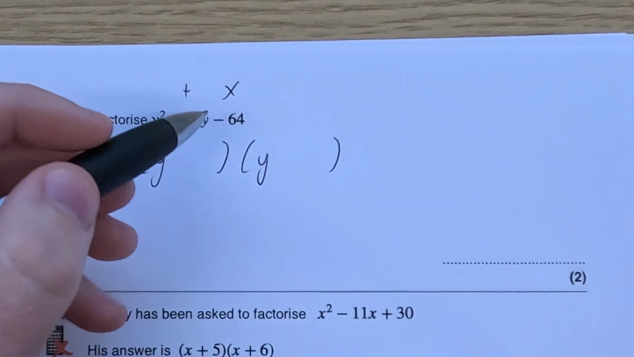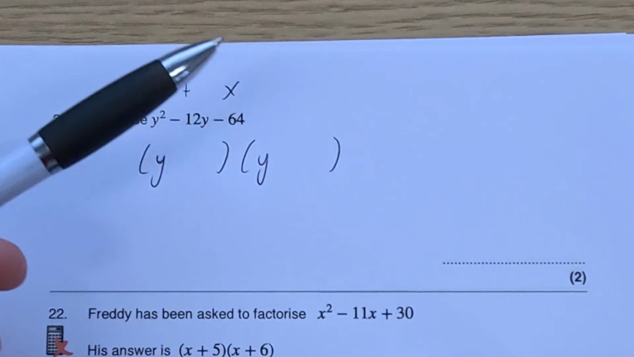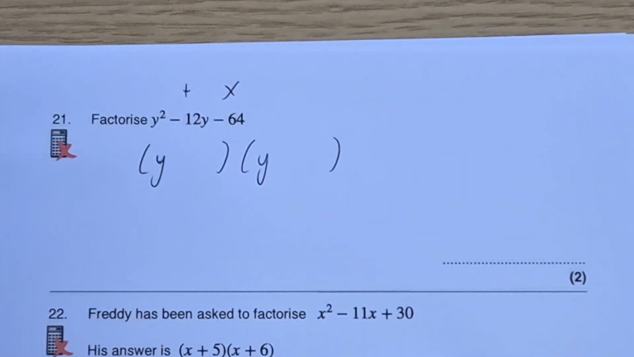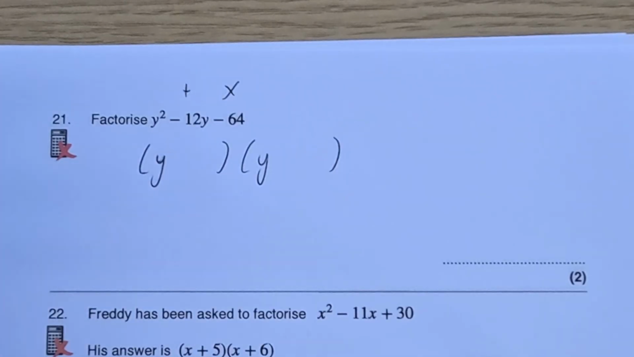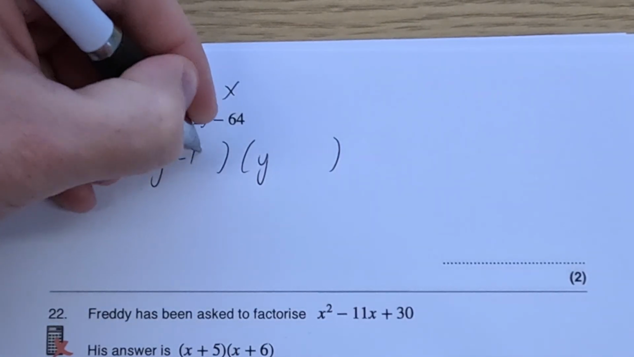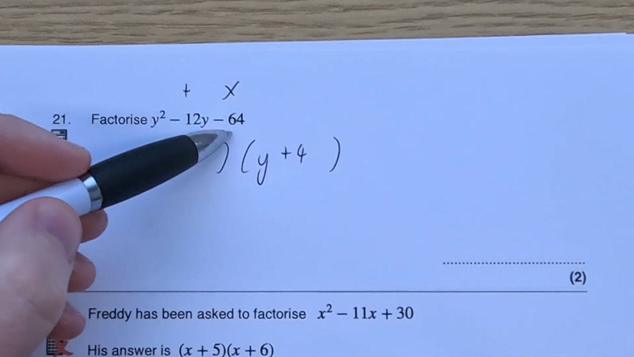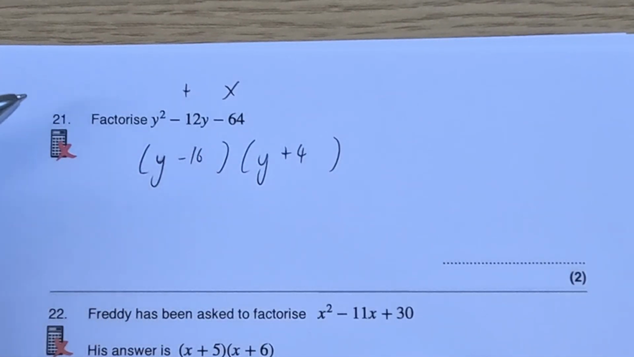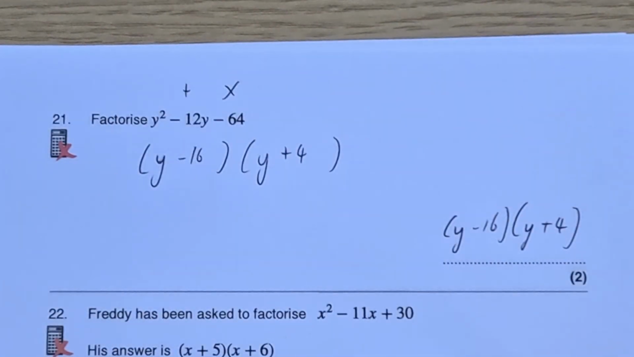So in terms of numbers that times together to be minus 64, I'm thinking numbers such as 2 and minus 32, or 4 and minus 16, even 8 and minus 8. But we want them to add together to be minus 12. So I'm thinking of that 16 and 4. So I'm going to go for minus 16 and plus 4, because minus 16 times 4 would be minus 64, and minus 16 plus 4 would be minus 12. So our answer would be (y - 16)(y + 4). And that's it. Okay, let's look at our next question, question number 22.